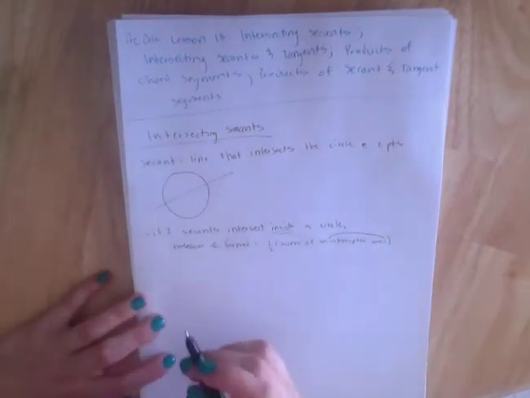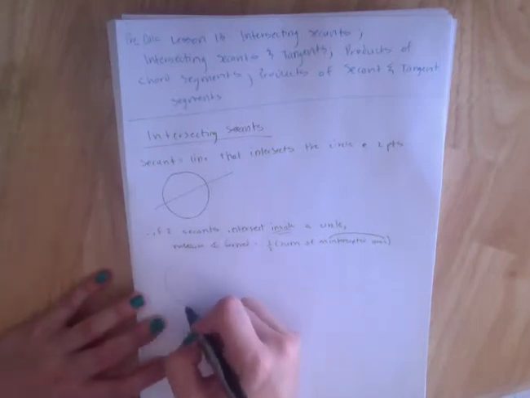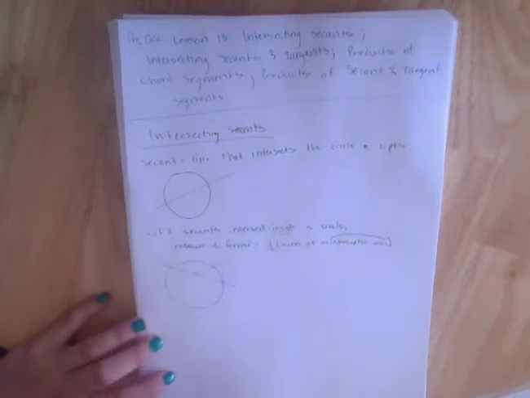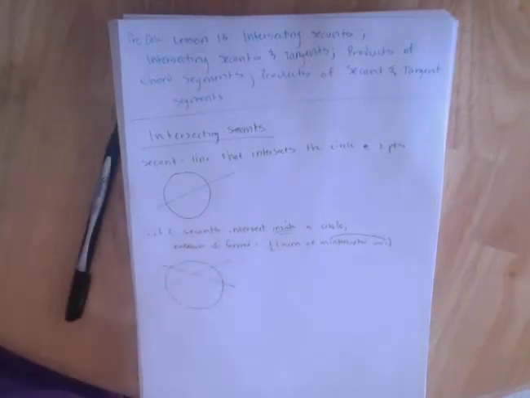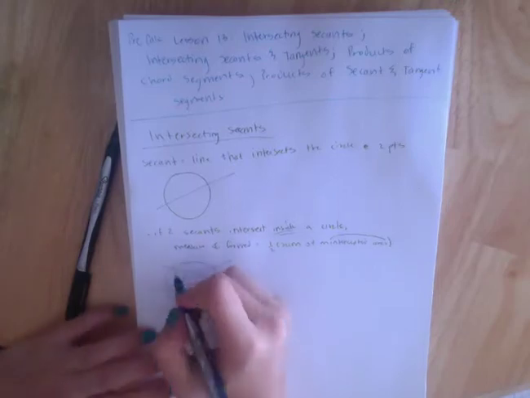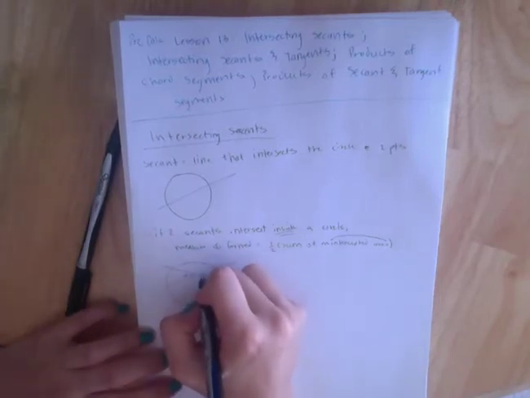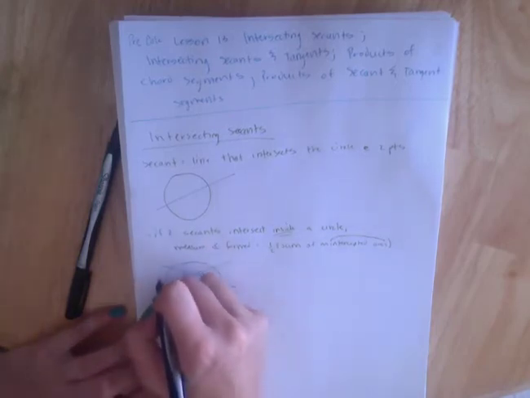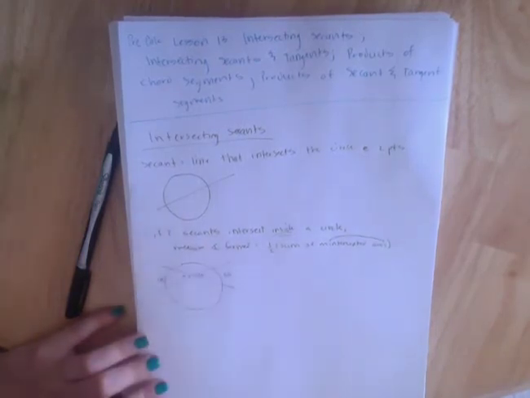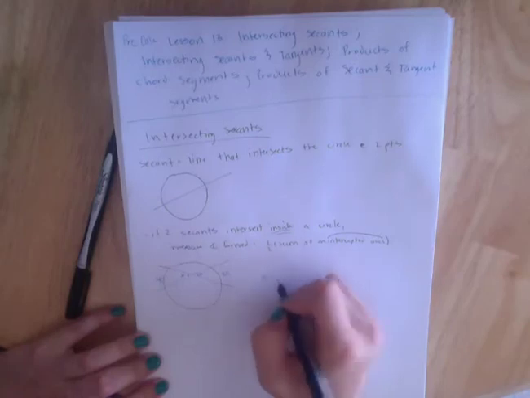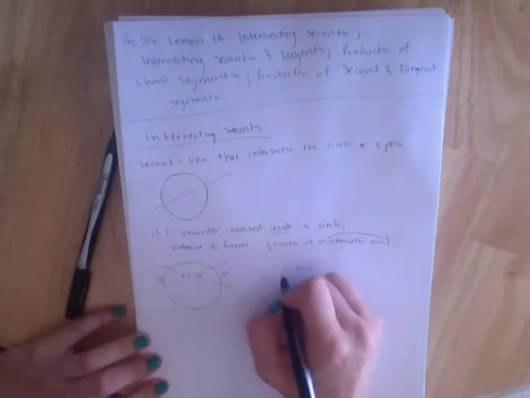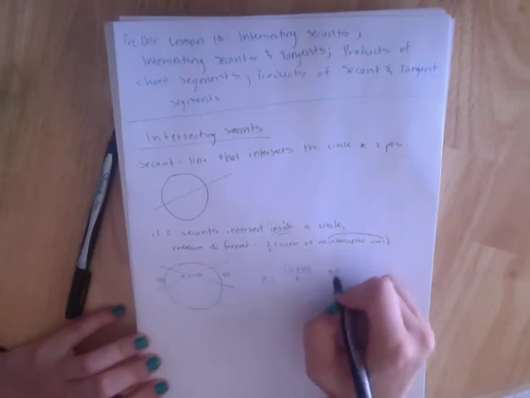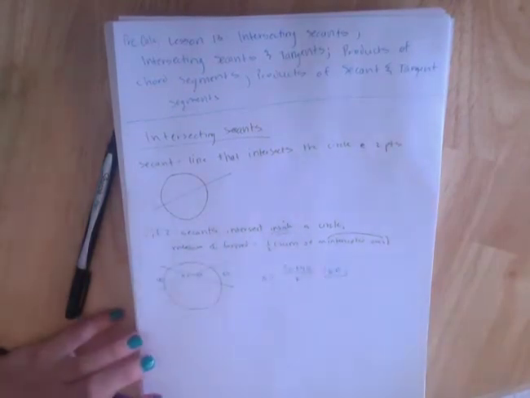Okay, so what does that look like? This is our circle. We have these two secants intersecting inside of my circle. I have this angle here, which is the same as that angle there. They are vertical angles. And if I was to say this is 40, this is 80, x would be the sum of those two arcs, 40 and 80, divided by 2, which gives me 60.